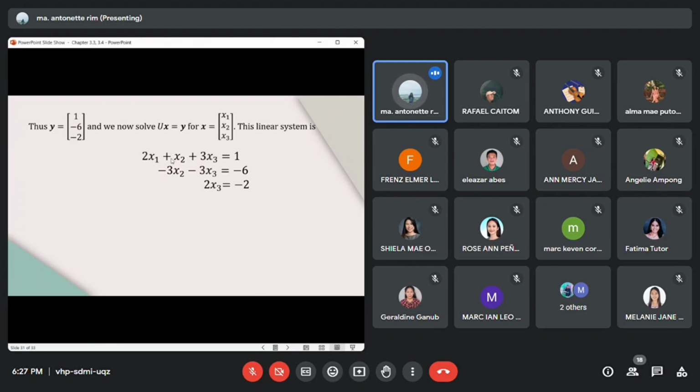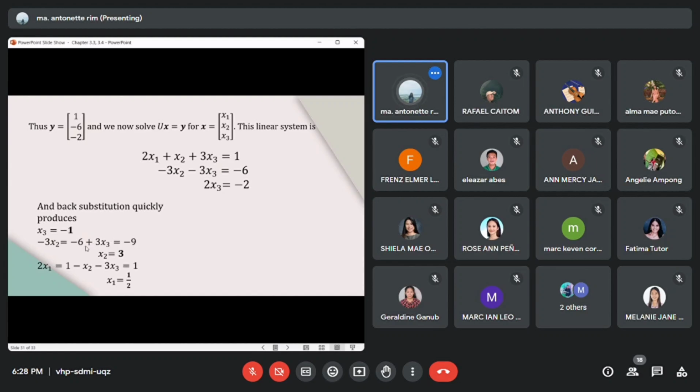So 2x sub 1 plus x sub 2 plus 3x sub 3 equals to 1. Negative 3x sub 2 minus 3x sub 3 is equals to negative 6. And 2x sub 3 is equals to negative 2. So sa pagpangita sa y, we do forward substitution. Now ang buhaton is back substitution, which quickly produces the result. So dari ta sugod sa ubos padong sa babaw. So 2x sub 3 is equals to negative 2. Dividing both sides by 2, we get the value of x sub 3, which is negative 1.